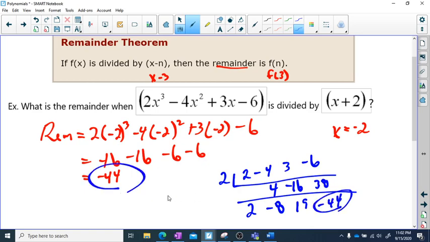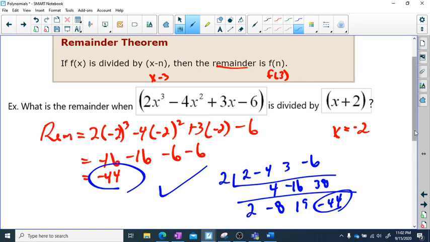Remainder, remainder. It works. So that is how the remainder theorem works at its most basic level. If you want to figure out the remainder when you're dividing by some binomial of the form 1x plus or minus a number, all you have to do is substitute the opposite sign of that number in for x. It will spit out the remainder.